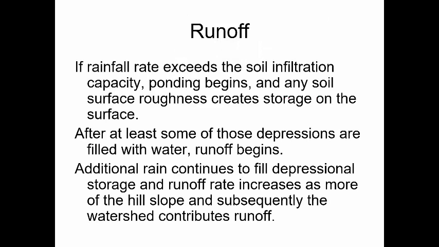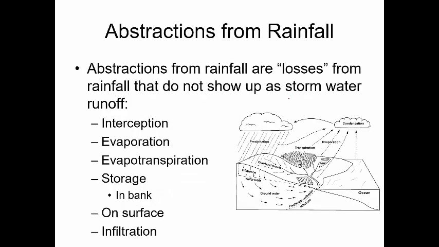Okay, so now let's talk about runoff, and you have seen a little bit of runoff in your slides. If the rainfall rate exceeds the soil infiltration capacity, ponding begins, and any soil surface roughness creates storage on the surface. Whenever all the depressions have accumulated the water that they're going to trap, runoff begins. If additional rainfall continues and exceeds the saturation of the soil, then you have runoff. So it's just running water.